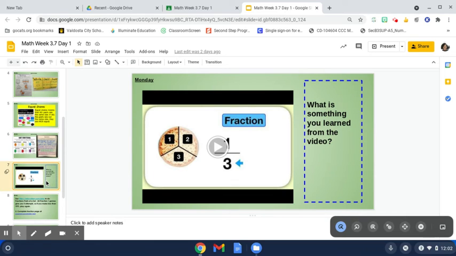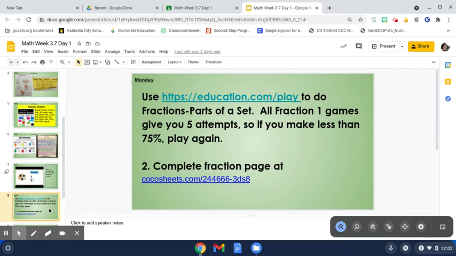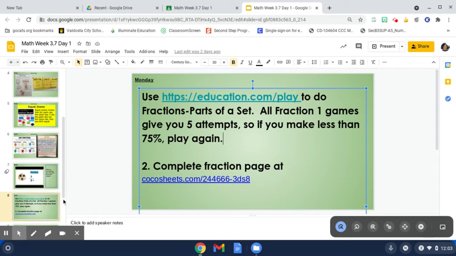Watch this fraction video, write down something you learned from the video right over here. And then you're going to go to education.com and you have 8 games to play. A lot of you are not doing it, but you have this fraction parts of a set game to play. If you make less than 75%, you have up to 5 attempts to play it. You're going to click this link and complete the fraction page.